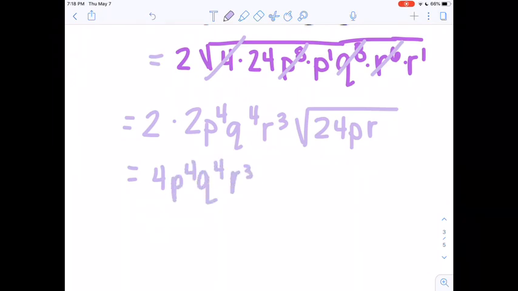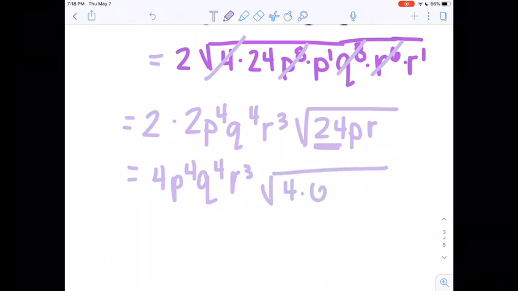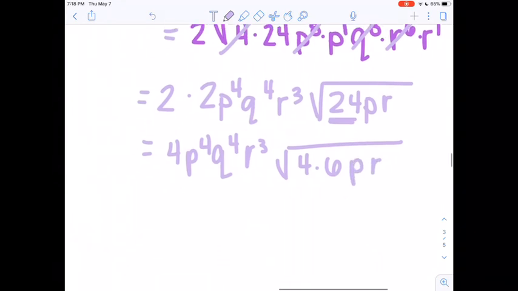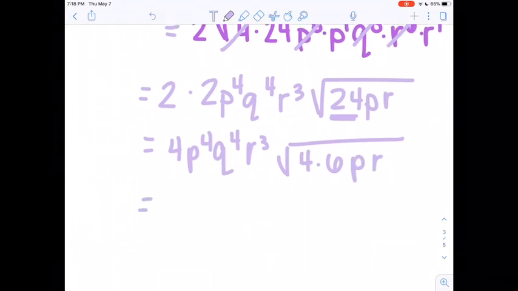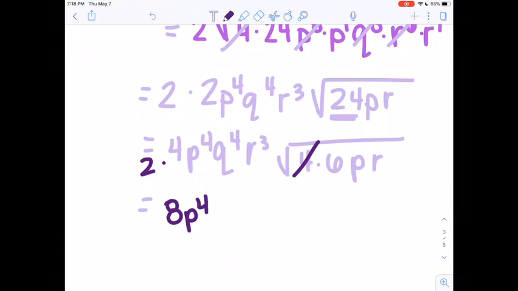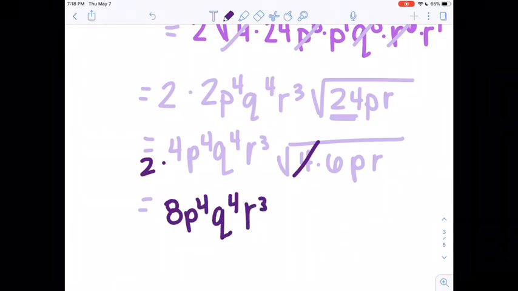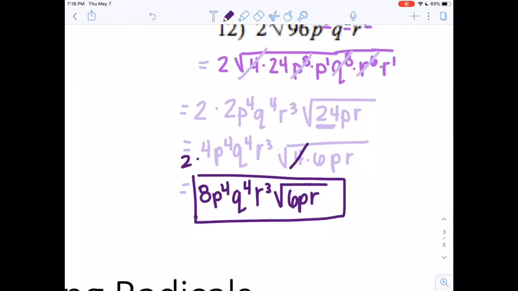I'm going to rewrite this. And 24 still has a perfect square in it, and that's 4, right? 4 times 6 is 24. So I'm going to take the square root of 4. You've got to multiply by that 4 on the outside. So that's 8 p to the 4th, q to the 4th, r to the 3rd, square root of 6 PR. And no, there is no perfect square that goes into 6, as many of us believe. Okay, so that is actually your final answer.